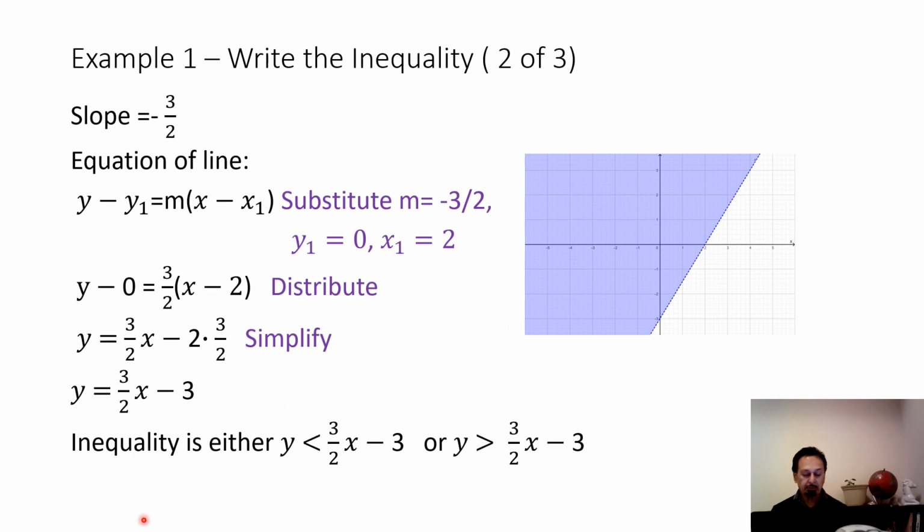So either it's y is less than minus 3/2 x minus 3, or y is what? Bigger than minus 3/2 times x minus 3. Now you notice I didn't use the equal sign because the line is dotted. If this line was solid, then I could have used y less than or equal to, or y greater than or equal to.